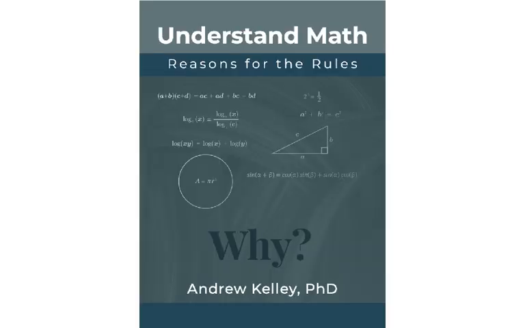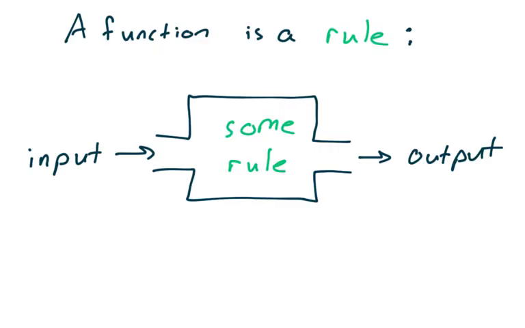The following explanation is from my book, Understand Math, Reasons for the Rules. In this book, I explain many of the rules students learn in math in middle school and high school, and I explain why the rules are what they are. Most of the rules aren't arbitrary at all.